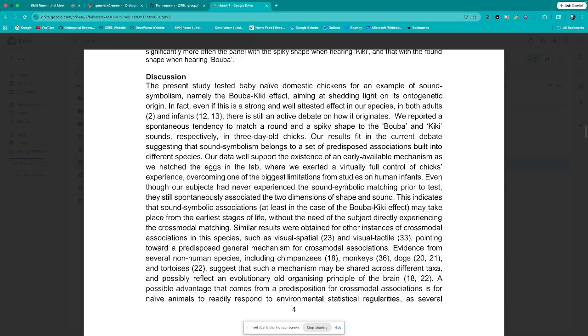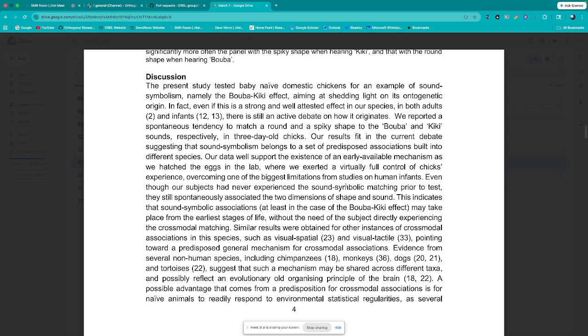Our results fit into the current debate suggesting that sound symbolism belongs to a set of predisposed associations built into different species. Our data well support the existence of an early available mechanism as we hatched the eggs in the lab, where we exerted a virtually full control of the chick's experience, overcoming one of the biggest limitations from studies on human infants. Even though our subjects had never experienced a sound symbolic matching prior to test, they still spontaneously associated the two dimensions of shape and sound.